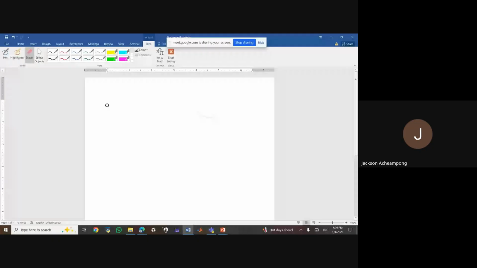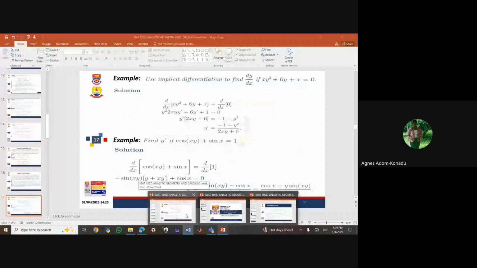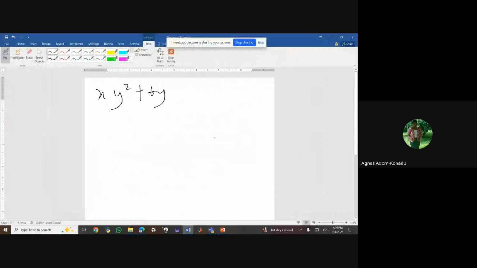Please, would the question specify that we are to use implicit differentiation, or how would you know that you are going to use implicit differentiation? Some of the functions, it's difficult to express x in terms of y. Okay, so sometimes the question will tell you to use implicit differentiation, but sometimes when you see the question, you will know that it's only implicit differentiation that can help.